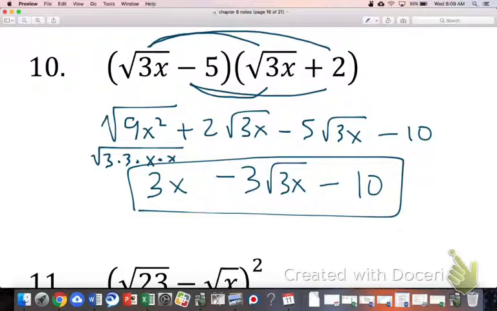I don't think there's anything else we can do simplifying wise. I'll let you ponder, okay? Okay. I'll come by in a second. Guys, have any questions on 10? Okay, so last one here. Number 11.